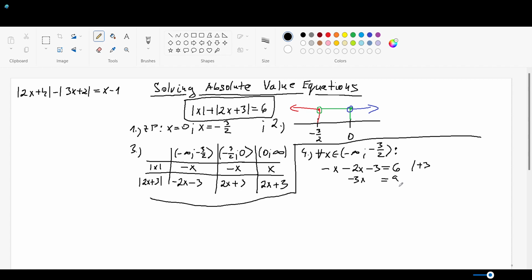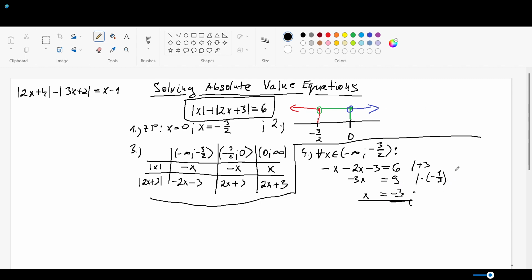Negative 3x is equal to 9, so times negative 1 over 3, which means x is equal to negative 3. Okay, double check. You really have to ask yourself if negative 3 is from this interval. Yes, it is.